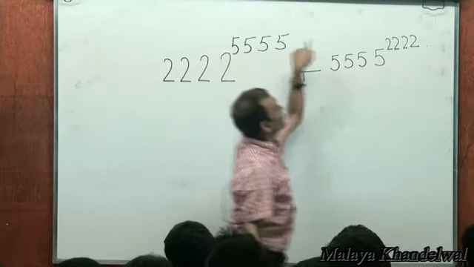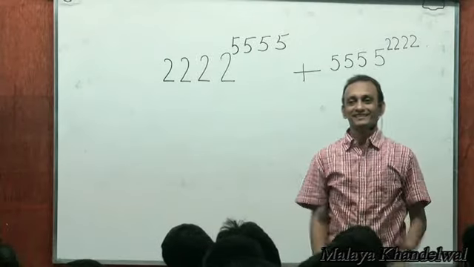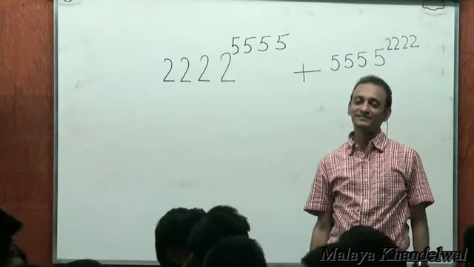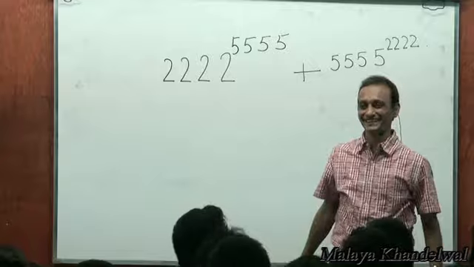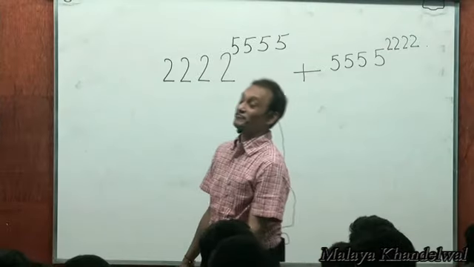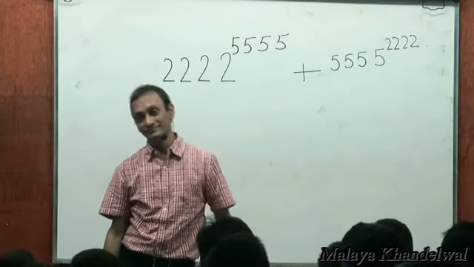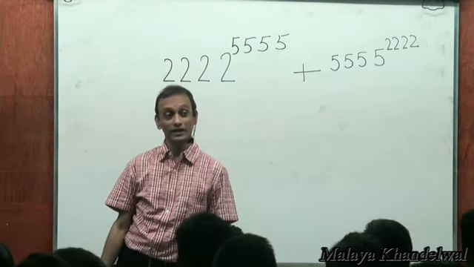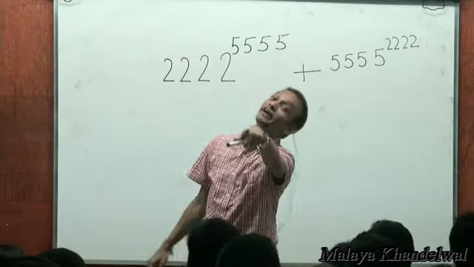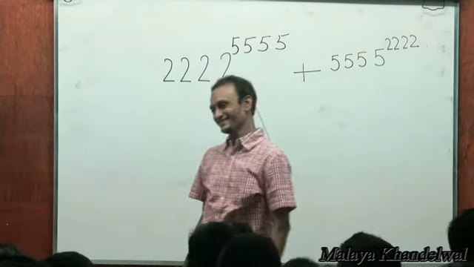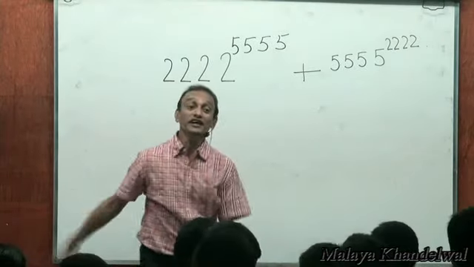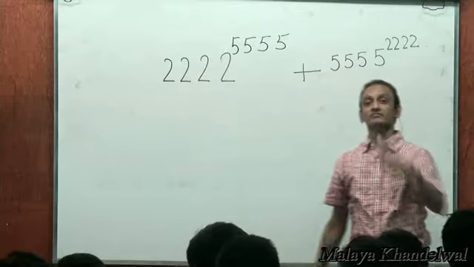2222 to the power 5555. Your calculator. Plus 5555 to the power 2222. Okay, now divide that by 7. Find the remainder when I divide this by 7.